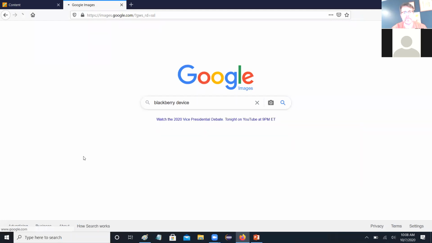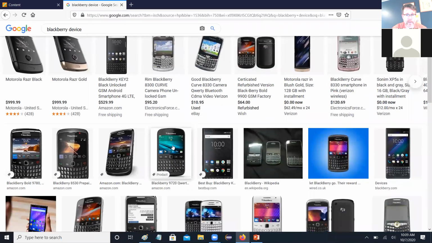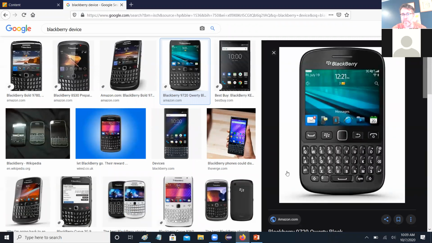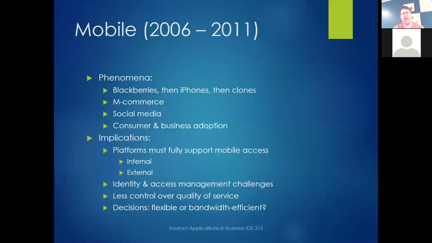BlackBerry device. Okay, this is what they look like, right? There's a good one. So it looks, like I said, kind of like a little typewriter with a screen. And people were very happy to have them back in the day. But of course, when the iPhones came along, that's what people went for. BlackBerries still do have a dedicated following though. So we had BlackBerries, then after that there were iPhones. People loved their iPhones. And then finally, where we are now, there are iPhone clones.